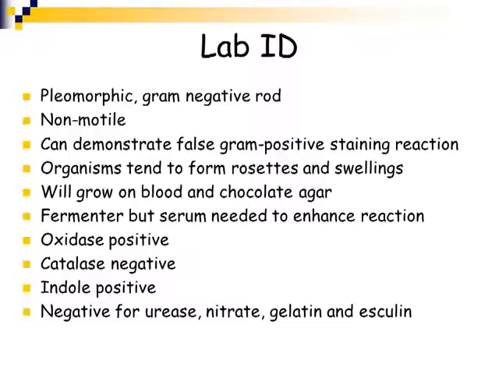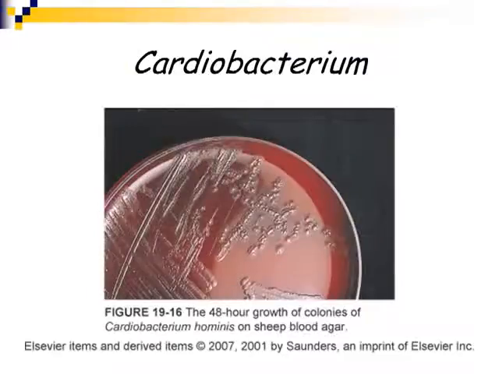It can tend to be falsely gram-positive, so it doesn't decolorize that well. It will form rosettes and swellings. It can grow on blood agar and chocolate agar. Again, it's a fermenter, but you need serum to enhance that reaction. It is oxidase positive, catalase negative, indole positive, and negative for urease, nitrate, gelatin, and esculin. And again, we will talk about all of these tests in detail when we get to our Enterobacteriaceae organisms.